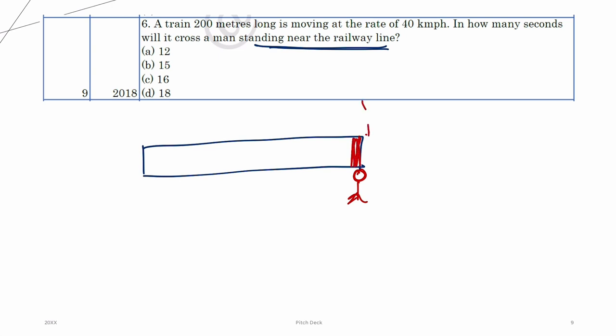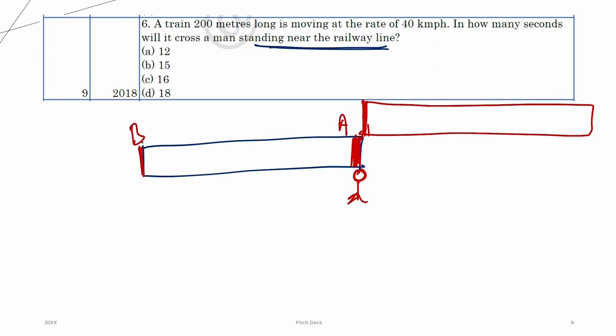This is the engine. The train will cross the man when this train keeps going and the last point, suppose this is A and B, the B will come here and A has gone here. So when the total train has completely crossed the person, that is when we say the train has crossed the person, right? I hope this is clear.